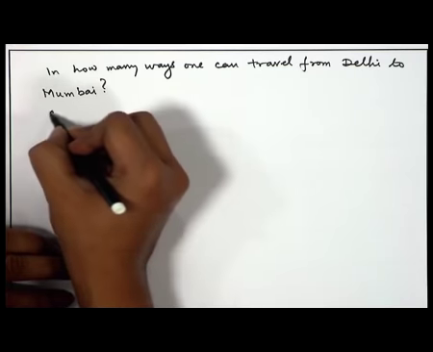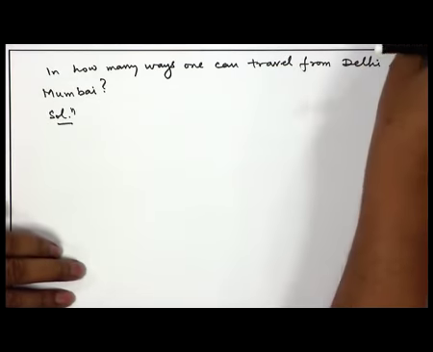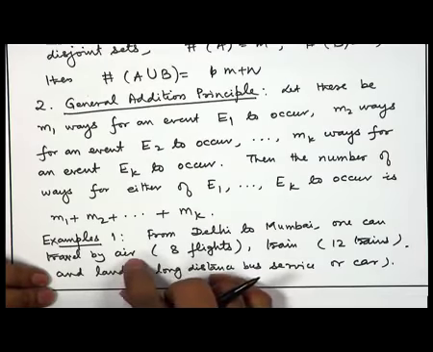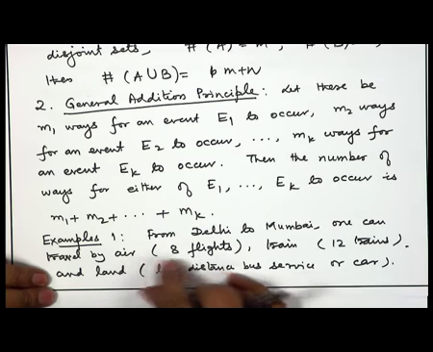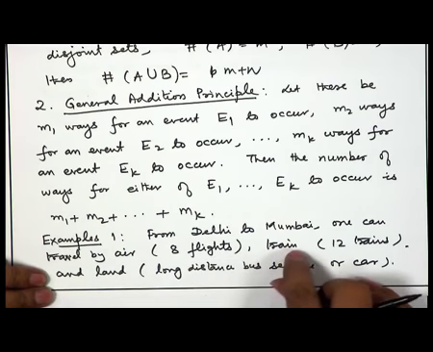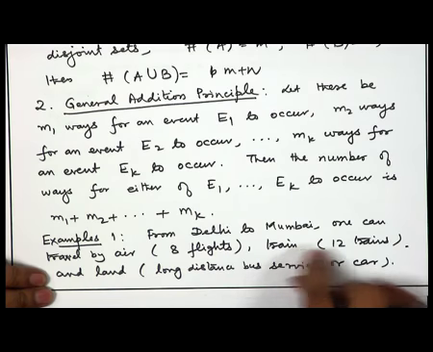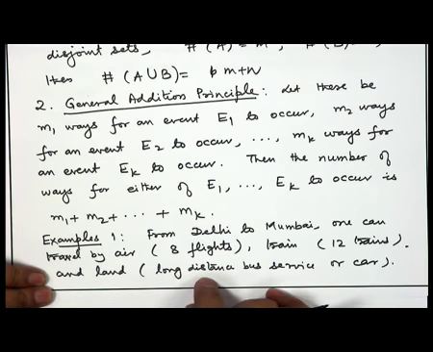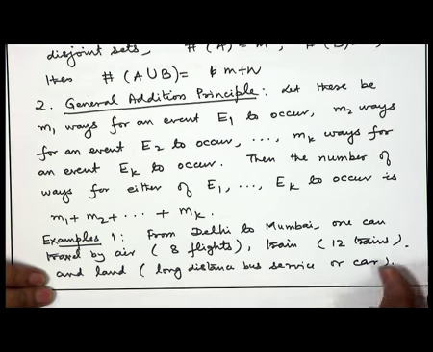So, naturally if you consider the event of travelling by air as event E 1, then the cardinality of E 1 is 8. If I consider the event of travelling by train from Delhi to Mumbai, then the cardinality of E 2 will be 12, and if we consider E 3 to be the event of travelling by the land route, then the cardinality of E 3 is 2, because long distance bus service or car.